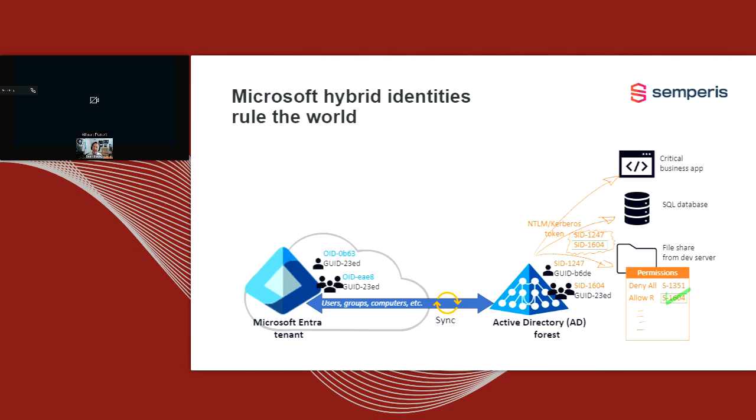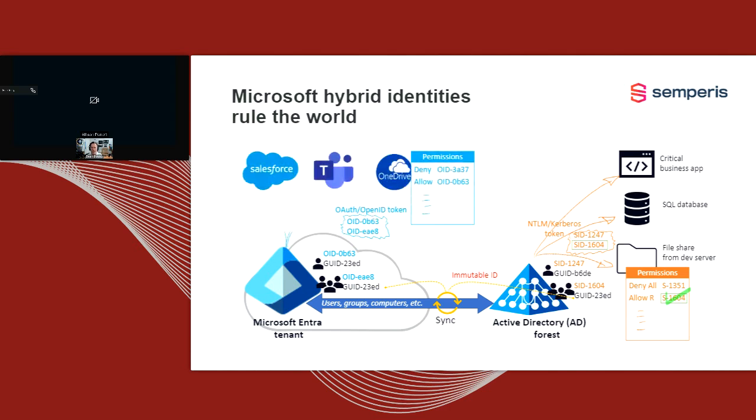Then these identities are synchronized up into Entra. And in Entra, they are given an object ID, an OID, similar to a SID, synchronized and kept in synchronization with on-premises through what's called an immutable ID.